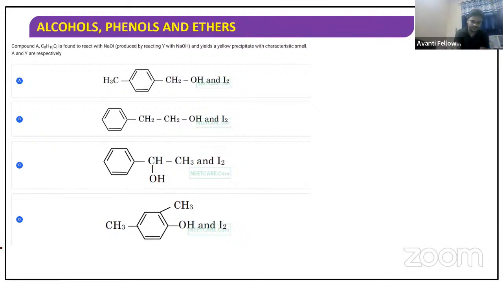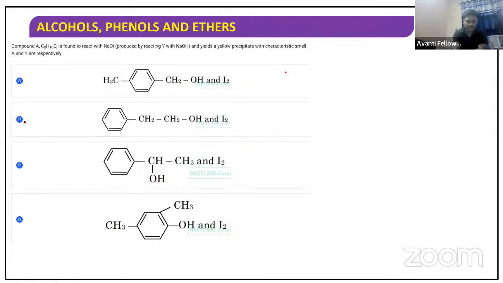Okay, now compound A having formula C8H10O is found to react with NaOI produced by reacting Y and NaOH and give a yellow precipitate and characteristic smell. A and Y are. So this is very simple, right? This is iodoform test. So this question is from the iodoform test, simple test. So they are asking you need to identify.